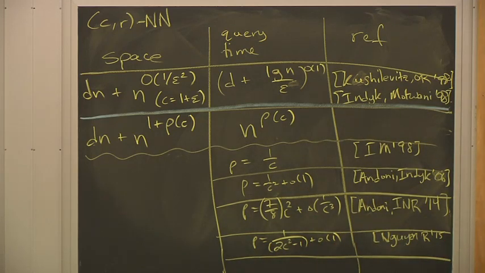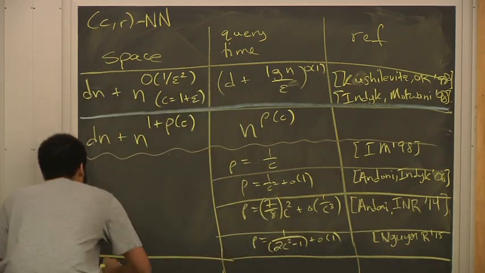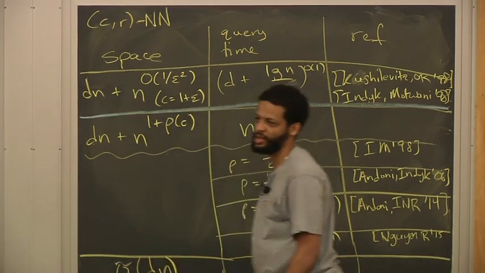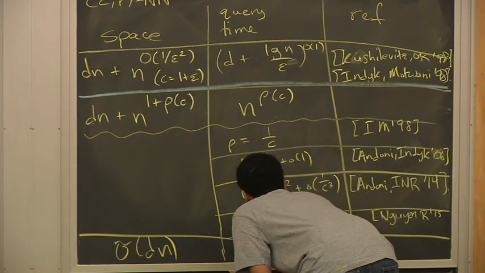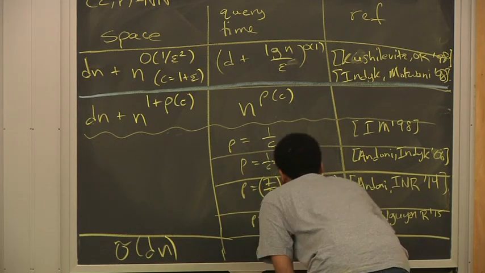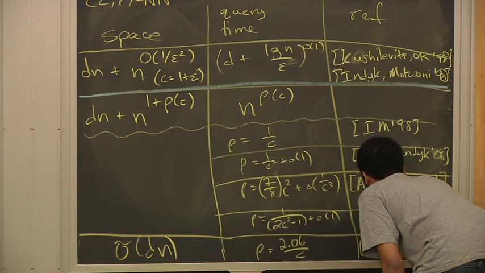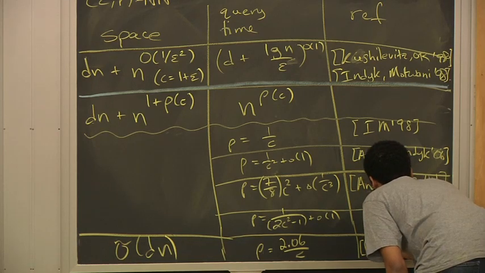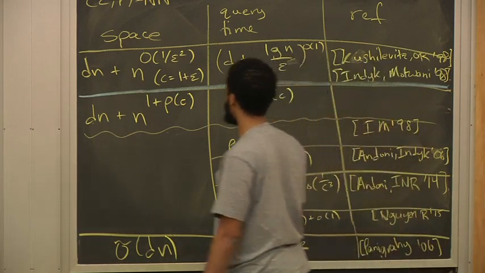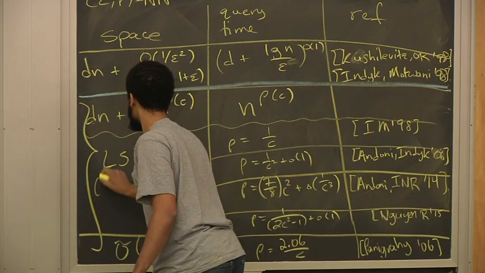Okay. The last thing I want to put is the space, something like roughly, maybe up to logs, I'm not sure, dn. So it's actually linear space. And rho is something like 2.06 over c, something like that. This is due to Panigrahy. And kind of all of these fit into something called LSH, which is locality sensitive hashing.